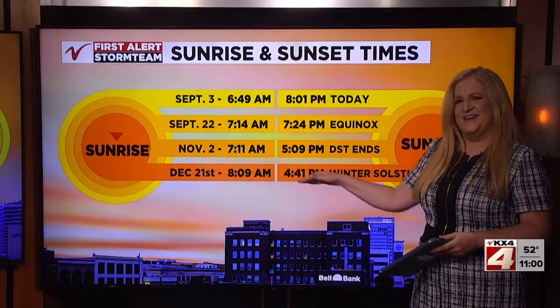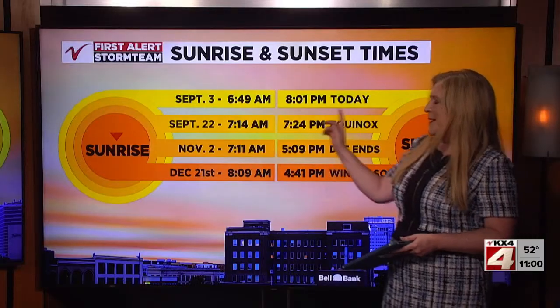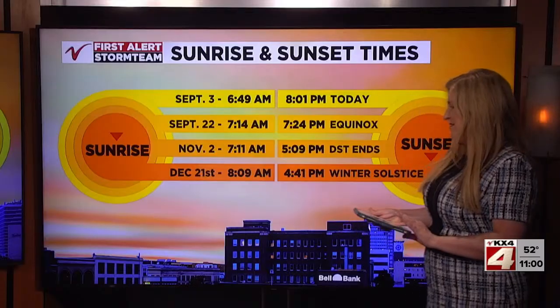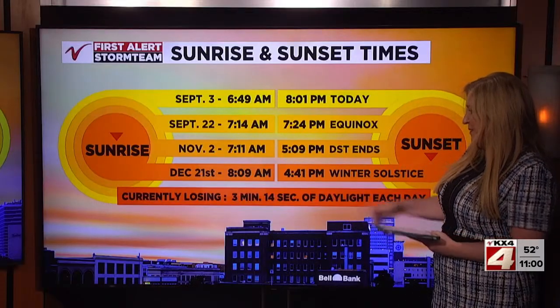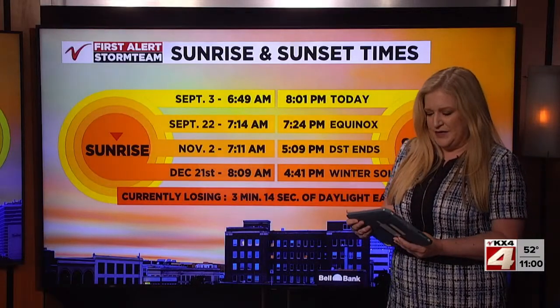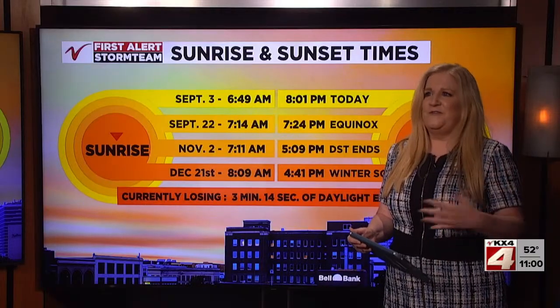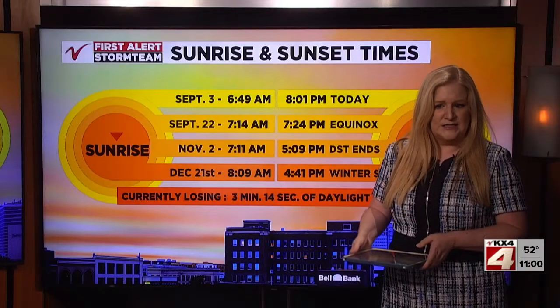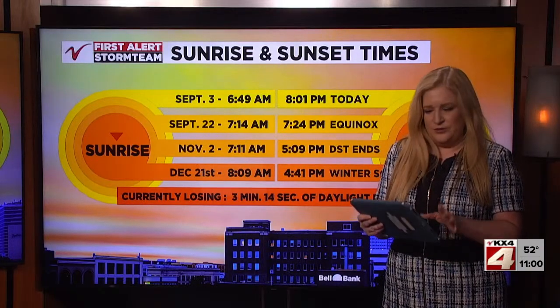I know it'd be nice to have the sun hanging around after 5, but sunrise would be very, very late if we were to do that. So that's sunrise and sunset times. We're losing currently 3 minutes and 14 seconds of daylight a day. So again, another thing that happens with fall is we're losing that daylight. So we wanted to talk about that and what causes it here this morning in our little Learning with Lisa segment.